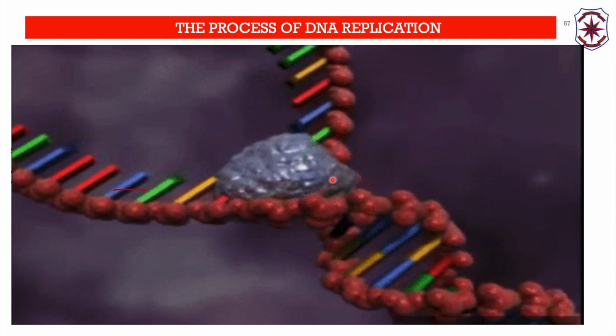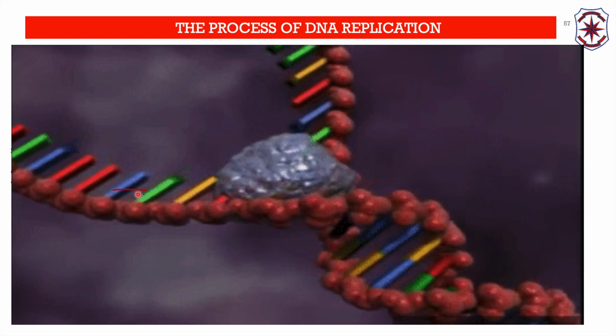This does not happen magically. The weak hydrogen bonds don't just magically break. These weak hydrogen bonds are broken by an enzyme. So this structure that you see over there, or that molecule, is an enzyme that is breaking the weak hydrogen bonds between the two strands of DNA. So when it breaks them, the two strands of DNA, as you can see over there and over there, will start to separate.